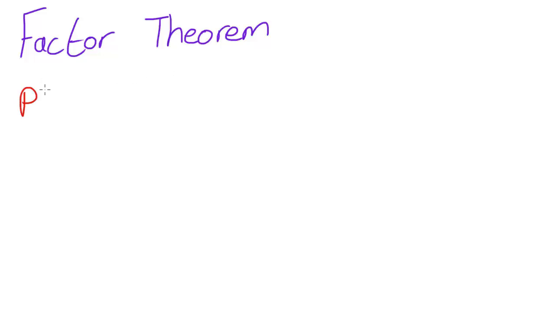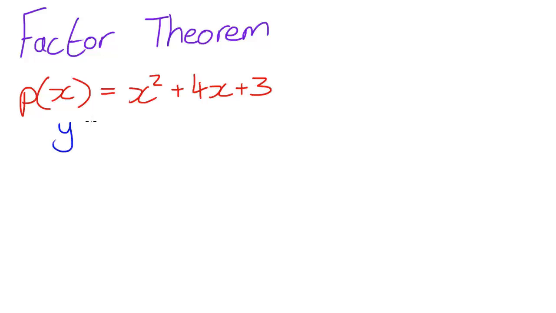But let's say I have a new p of x, and it's going to be equal to x squared plus 4x plus 3. So I'm going to have that as my p of x. If I asked you to sketch it, then you would look at maybe y equals x squared plus 4x plus 3, and then you would try and maybe factorize this and see what we could get out of that. So why don't we actually do that? If you had to sketch this, what would you have to do?